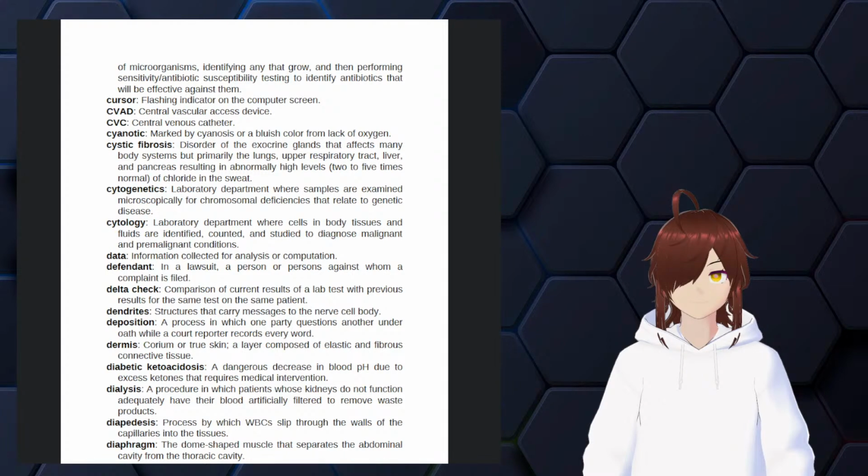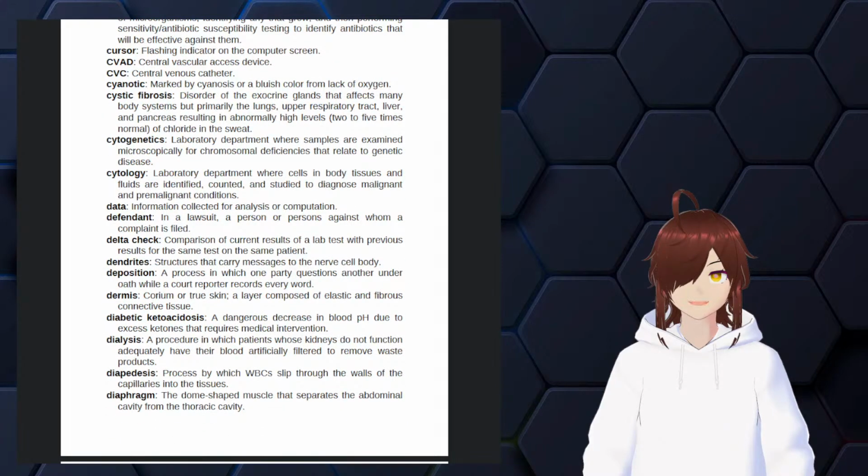Cytogenetics, laboratory department where samples are examined microscopically for chromosomal deficiencies that relate to genetic disease. Cytology, laboratory department where cells in body tissues and fluids are identified, counted, and studied to diagnose malignant or pre-malignant conditions. Data, information collected for analysis or computation. Defendant, in a lawsuit, a person or persons against whom a complaint is filed.